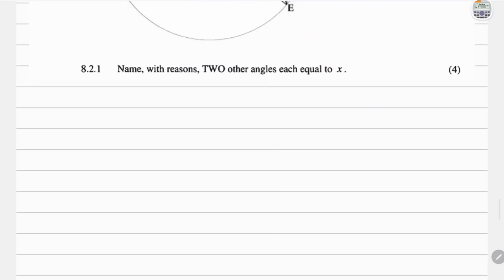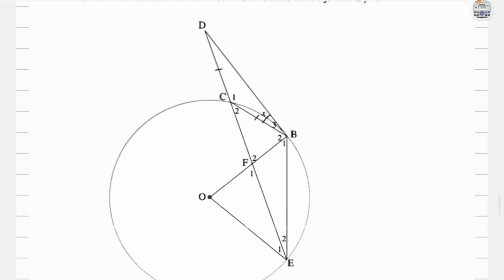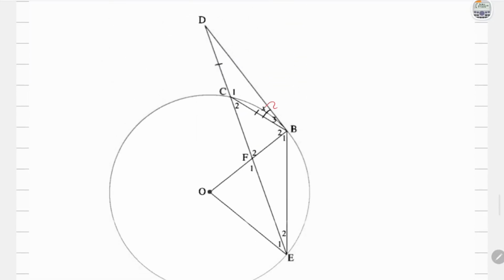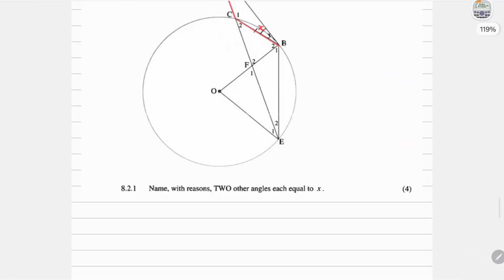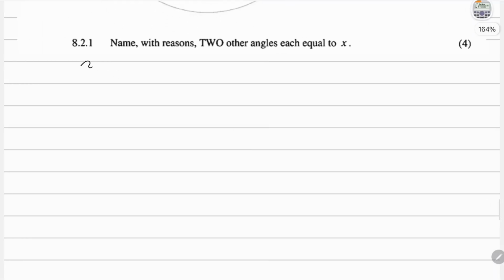Okay, and the first question is, name with reasons 2 other angles equal to X. Okay, so looking at where X is, we need 2 other angles equal to X. Well, first, they told us that these 2 sides are equal, right? CD is equal to CB. So if these are equal, we have a nice isosceles triangle. Okay, angles opposite equal sides are equal. So it means that angle D is also equal to X. So we can tell them that angle D is equal to X because we have angles opposite equal sides.